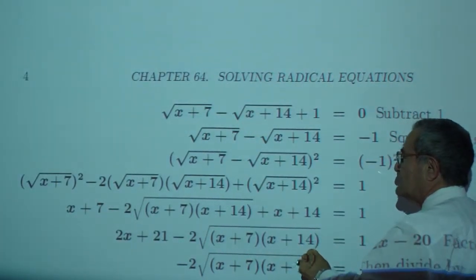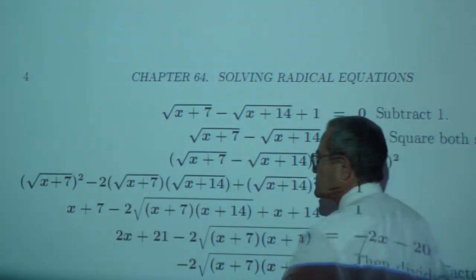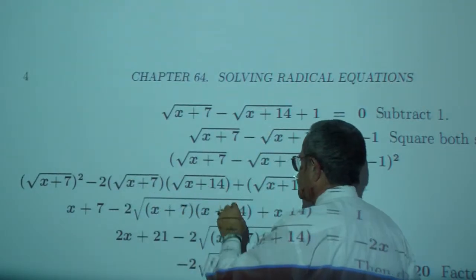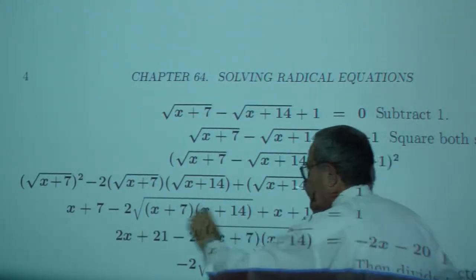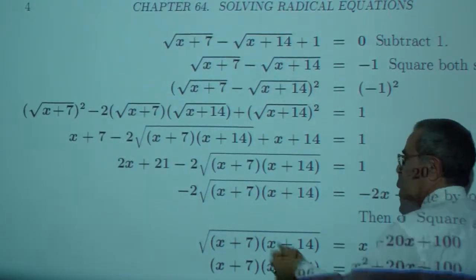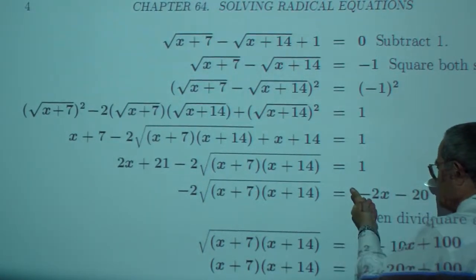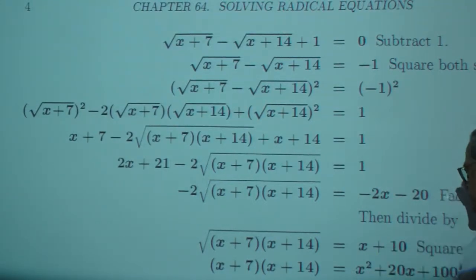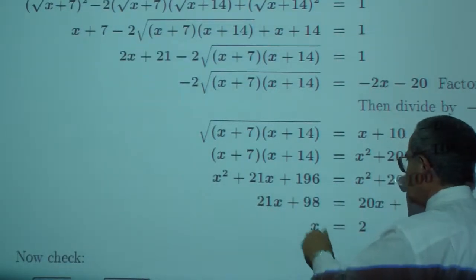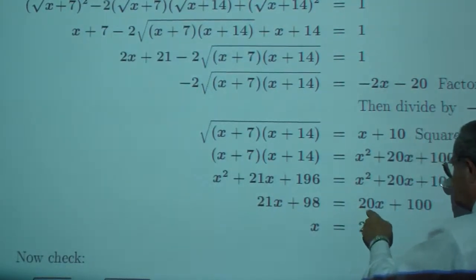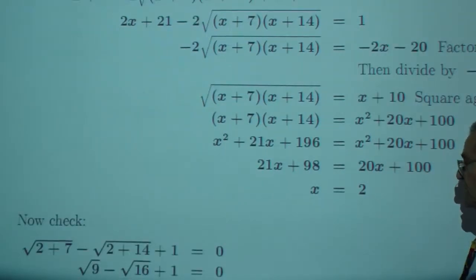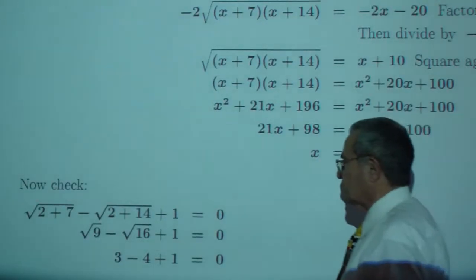We square both sides. A minus b quantity squared is a squared minus the double product 2 times a times b plus b squared. We are stuck with that particular square root. Clean it up. You get negative 2 times the square root, which is negative 2x minus 20. Square both sides, you get something rather interesting, which is 21x plus 98, which is 20x plus 100, or x, which is 2. And we need to check that.